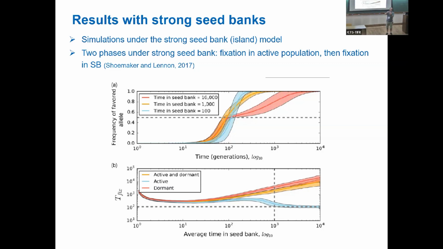But it takes much longer because in this dormant population, you need to wait until the bacteria become active, right? And so it can take a long time. And that's why they find this two phase here in the time. You can see the time to fixation, with the average time in the seed bank, is really increasing a lot when you take in the dormant compartment. The yellow is the active and dormant compartment, the average, and in the active compartment, you can see that this is always reasonably fast.